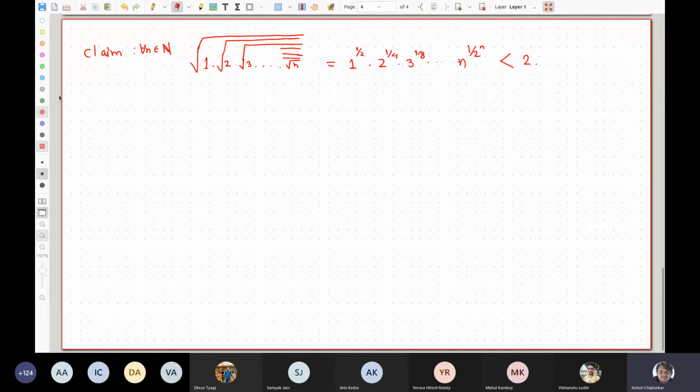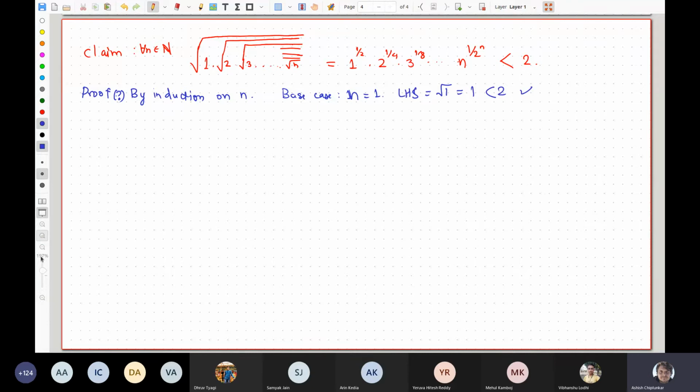Right. So let's try to prove it by induction. So base case is clear. Proof by induction on n. Always state your plan, right? So base case is n is equal to 1. So the LHS is just square root 1, which is equal to 1, and that is less than 2. So that is fine, good.